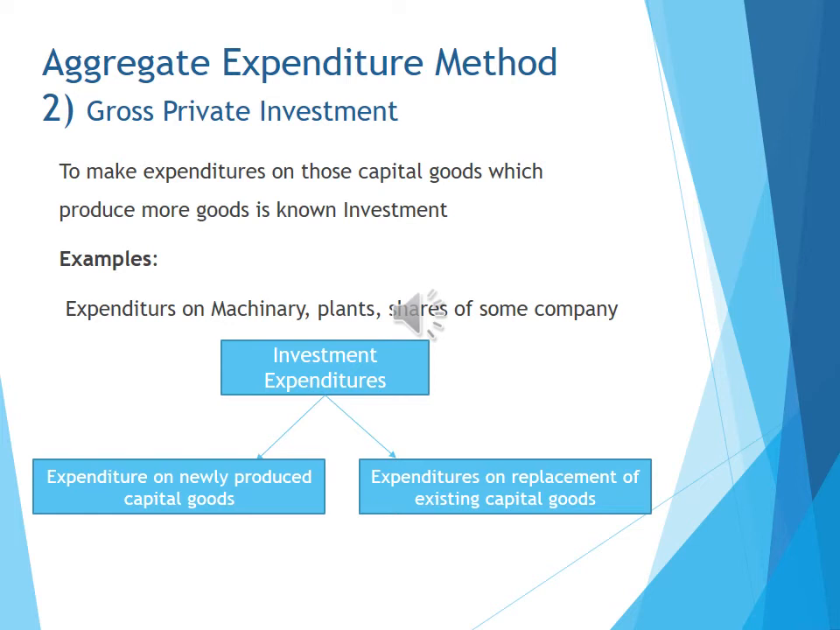Investment expenditures include not only the expenditures made on newly produced capital goods, but also the expenditures which are made on the replacement of the existing capital goods. To keep the existing plant in running position, sometimes we have to replace a small machine. Such type of investment expenditures are known as the replacement expenditures, or the expenditures on replacement.